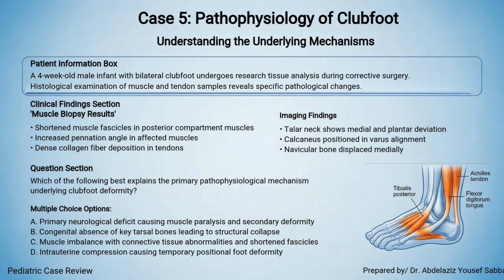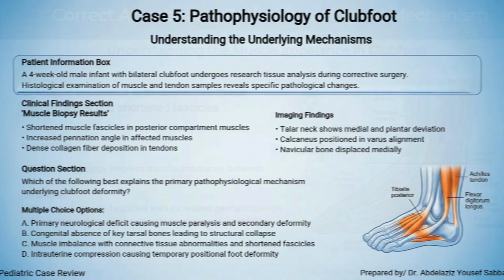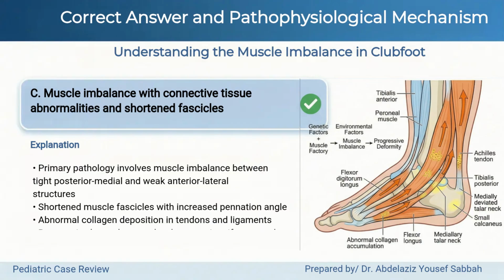Option A. Primary neurological deficit causing muscle paralysis and secondary deformity. Option B. Congenital absence of key tarsal bones leading to structural collapse. Option C. Muscle imbalance with connective tissue abnormalities and shortened fascicles. Option D. Intrauterine compression causing temporary positional foot deformity. The correct answer is option C. Muscle imbalance with connective tissue abnormalities and shortened fascicles. The primary pathology in congenital Talipes Equinovarus involves muscle imbalance between tight posterior medial structures and weak anterior lateral structures.